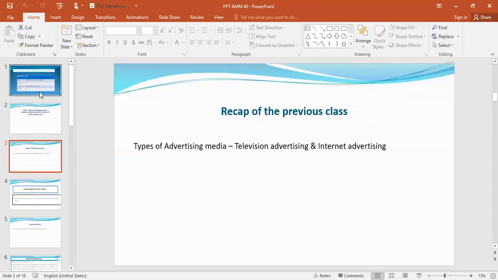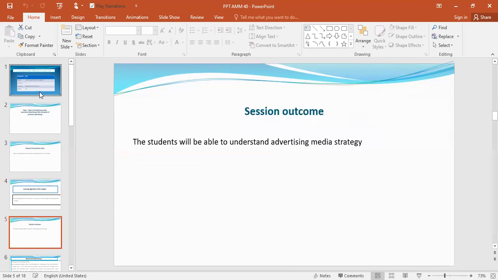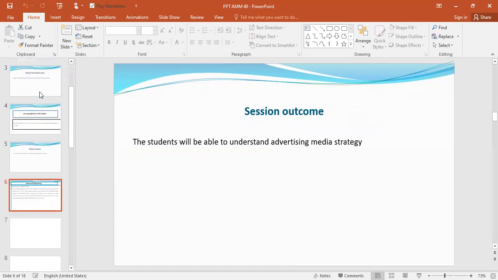As you know, in our previous class, we had the discussion on types of advertising media, in which we came to know about television advertising and internet advertising. The learning objective of the chapter is to provide an understanding of advertising media strategy. The session outcome of this chapter is the students will be able to understand advertising media strategy.